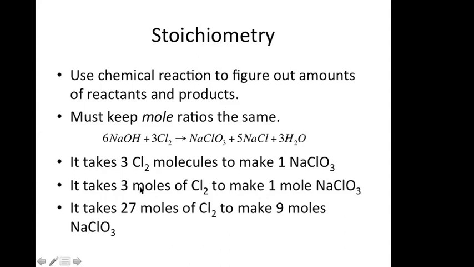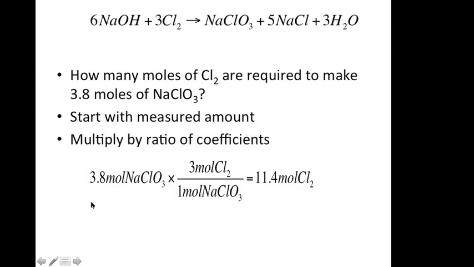To keep the ratio the same, then if I want 9 moles of the sodium chlorate, well, that's 9 times as much as 1. Then I need 9 times as much of the chlorine. So I would need 3 times 9, which is 27. So that's kind of the idea of stoichiometry. But of course, we never work with these nice, simple whole numbers. So here's an example of what we might do if we had decimals.